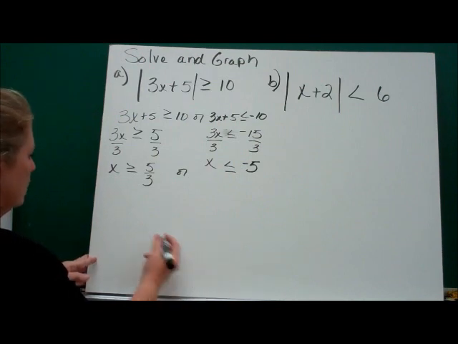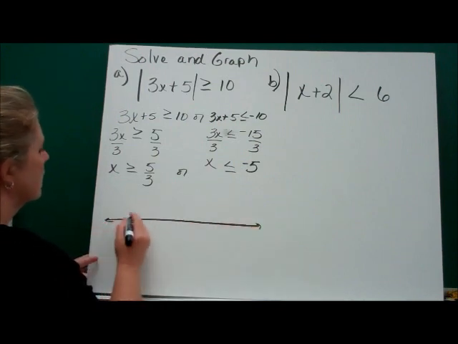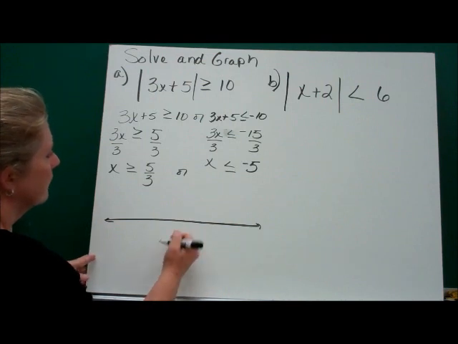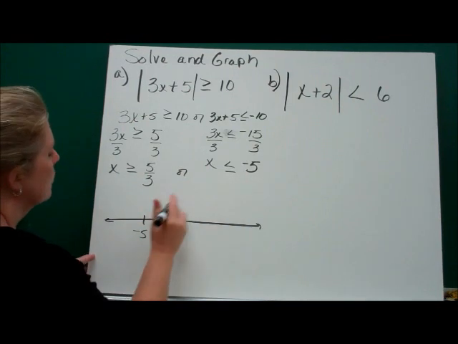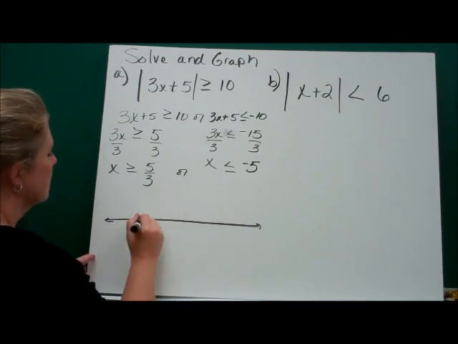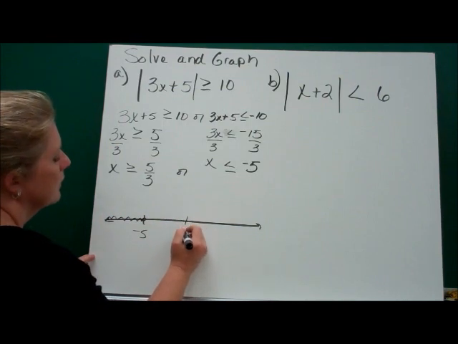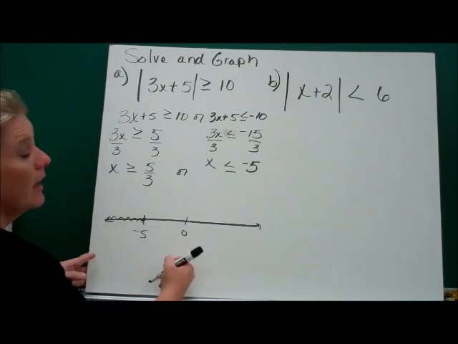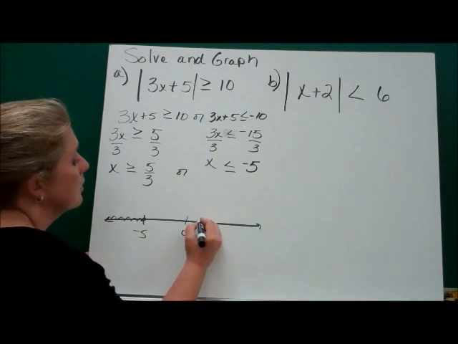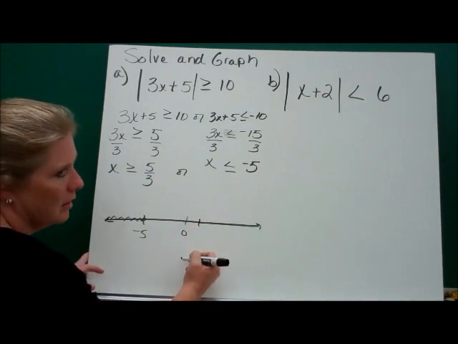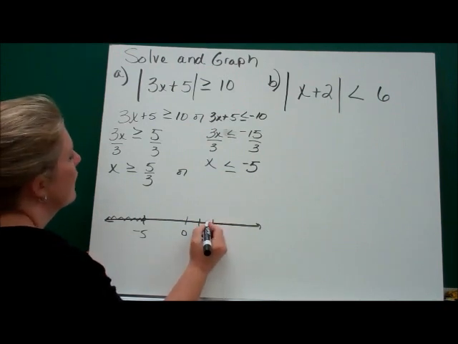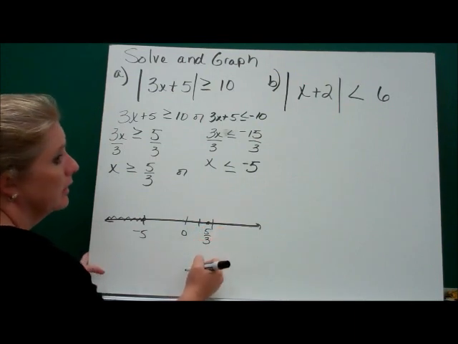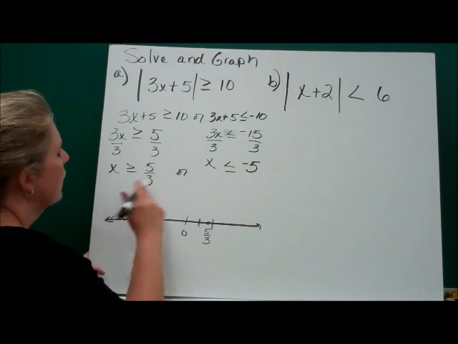Okay. So when we graph that, it's an or, so we're going to have a big blank space somewhere in the middle. Negative 5, it's an or equals to, so a dot. Numbers less than negative 5, okay. Let's see, here's 0. 5/3 is 1 2/3, so there's 1, there's 2. So 5/3 would be right about there. Put it on there. Greater than or equal to that.